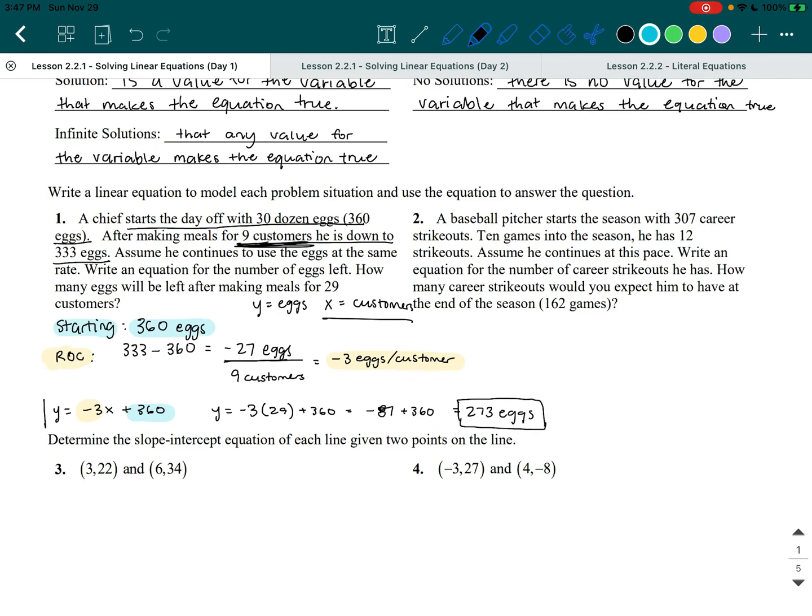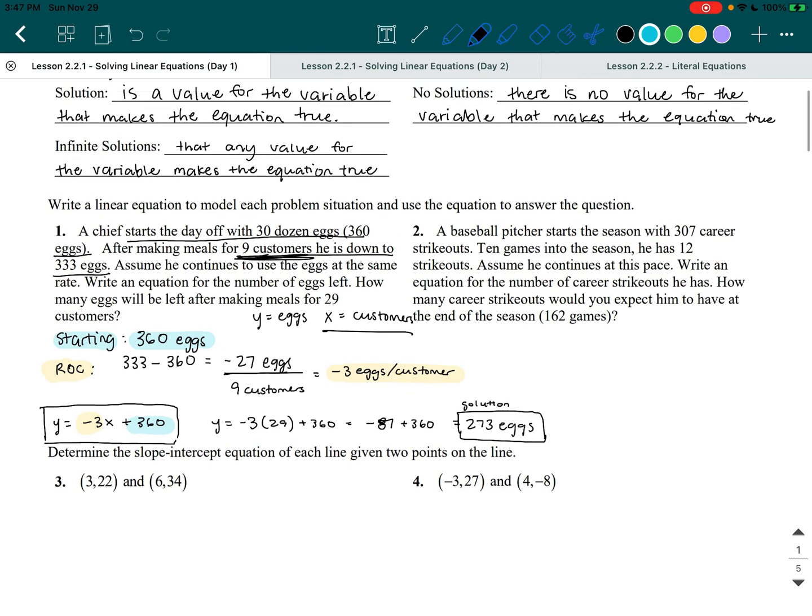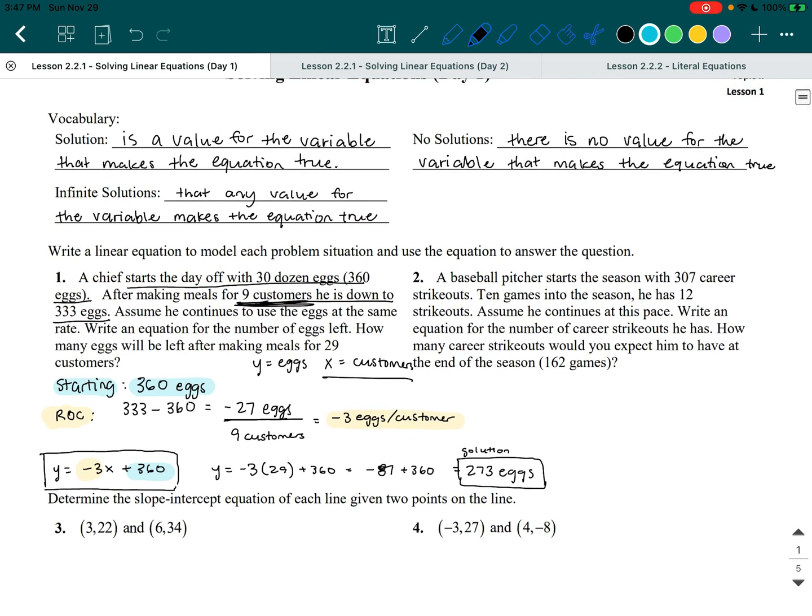Okay, so your two answers are, here's our equation. They asked for the equation, so I'm going to put a box around it. And then we also used our equation to figure out the solution. So this is our solution. The vocabulary word solution, that is our solution. All right, so you guys can get a chance to try out number 2. Pause the video if you have to, and we'll come back and do it together.